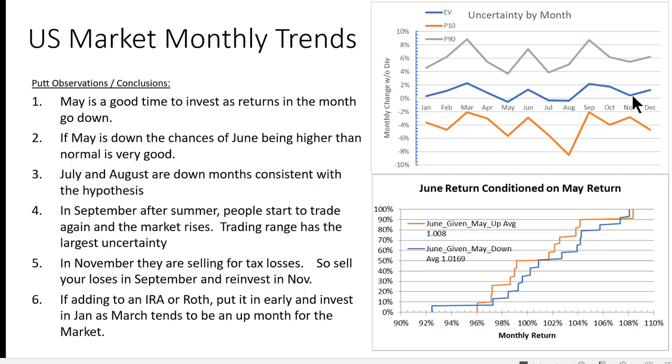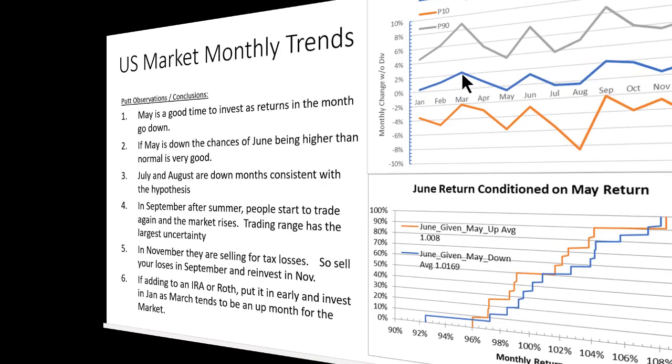So the recommendation would be to sell your tax losses here in September. You can always reinvest them again in the November-December timeframe. And finally, if you're adding to an IRA or a Roth, put it in early. Invest in January. The market tends to rise in both February and March. So having looked at the results from this analysis, let's go over and look at the model.